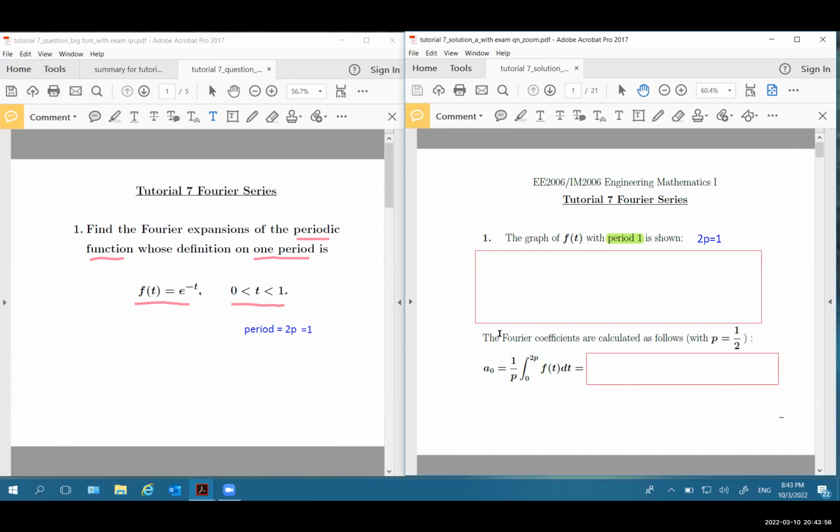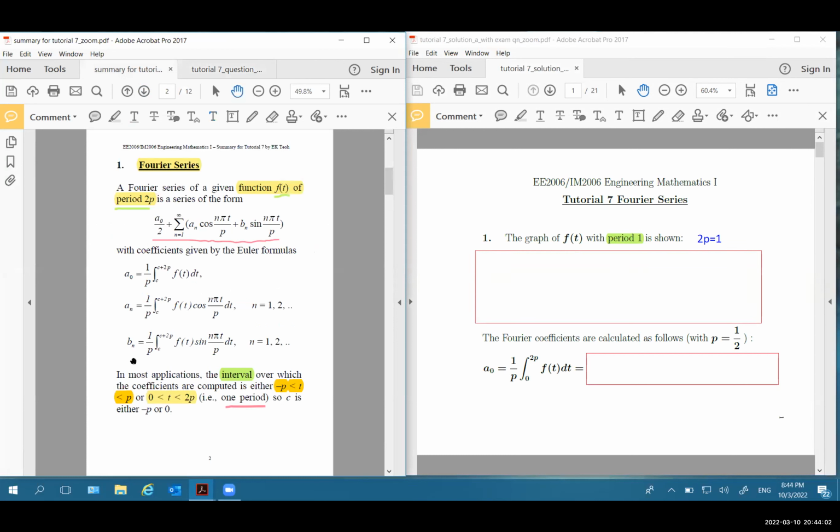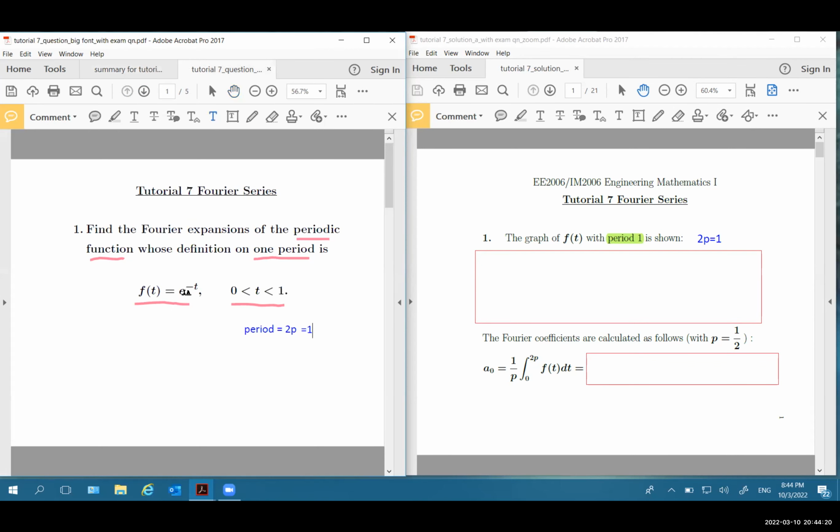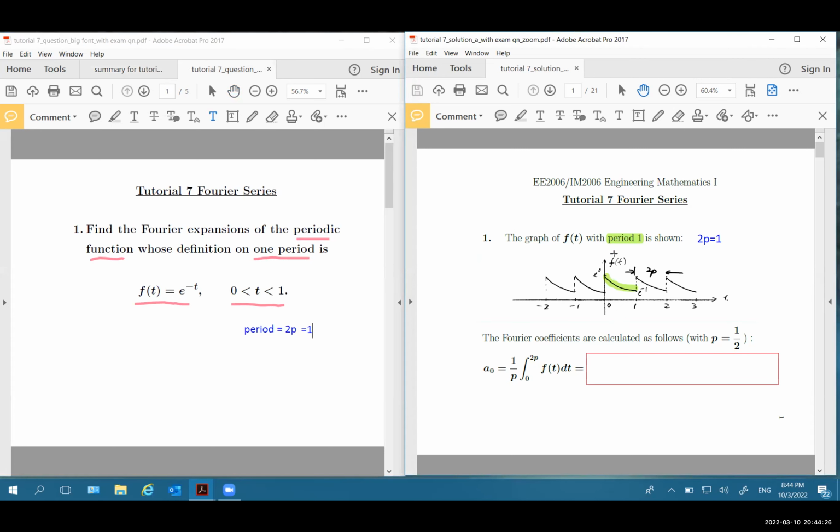I want to find the Fourier series, so I need to find all the a0, an, bn. Before we do that, I want to see whether this function has points of discontinuity or not. So I want to sketch this graph first. The function is e to the power minus t from 0 to 1. So between 0 and 1, on the t-axis, you sketch e to the power minus t. It's this portion in green, and this is one period.